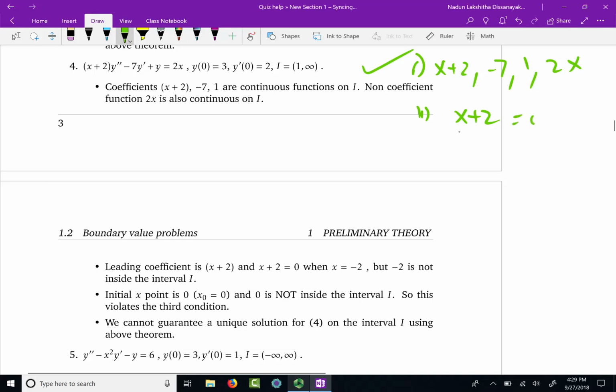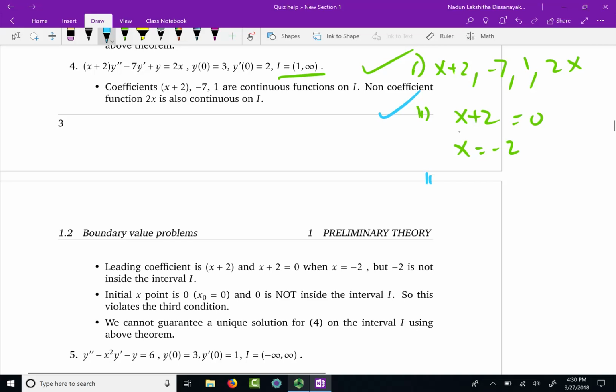Where is it 0? Well, when x is equal to negative 2. Okay, good. So is negative 2 inside the interval? No. The interval is running from 1 to infinity, so you have skipped negative 2. So the leading coefficient is not 0 inside the interval. Good, so your second condition is satisfied.